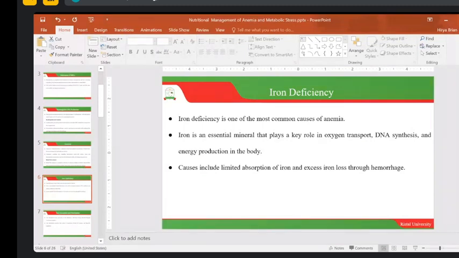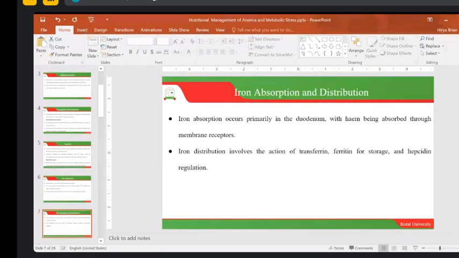Causes include limited absorption and also excess iron loss due to hemorrhage, but also we could talk of nutrient interactions or drug-nutrient interactions, whereby iron is failing to bind to its receptors so that it cannot be easily absorbed.